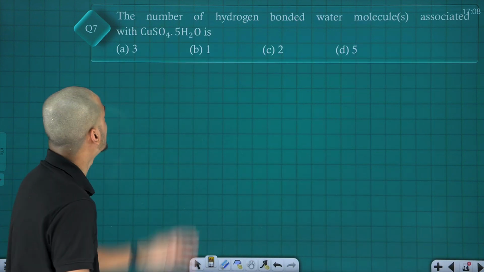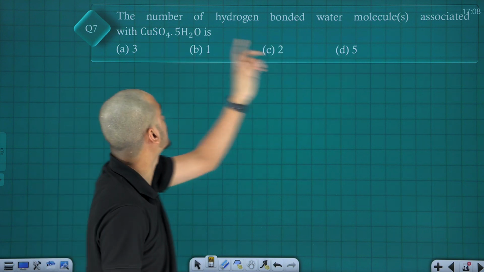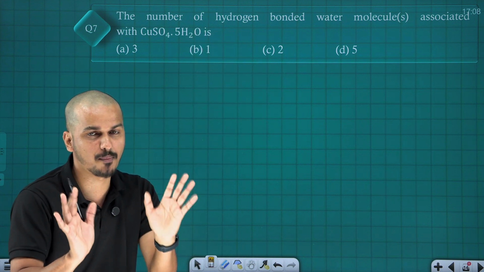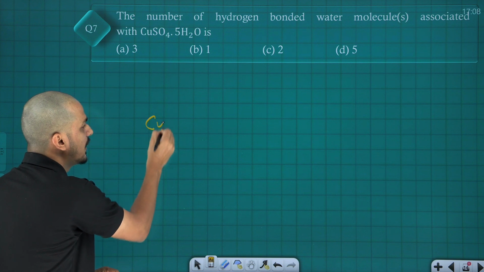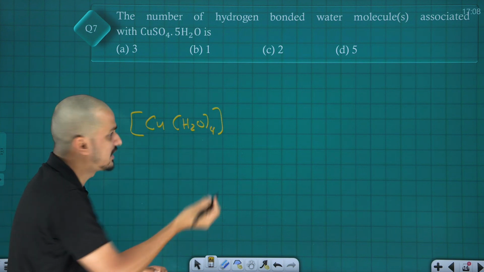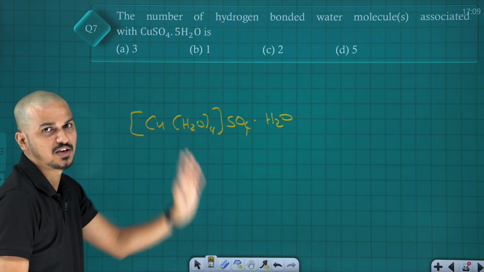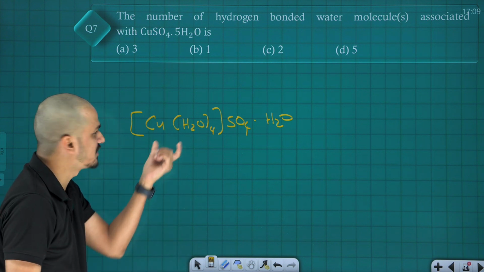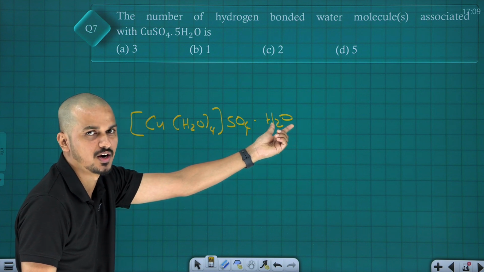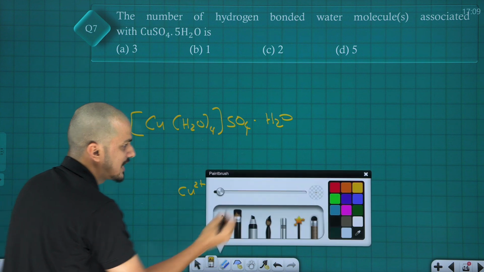This is a previous NEET question. The number of hydrogen bonded water molecules associated with copper sulfate dot 5H2O is? See, the structure of copper sulfate dot 5H2O is Cu, H2O four times, SO4 dot H2O. Here, this copper is the central atom, H2O is the ligand, SO4 is the counter ion, and this H2O is the hydrogen bonded one.